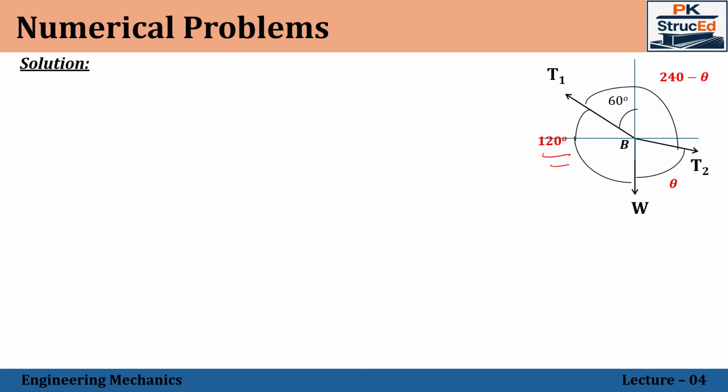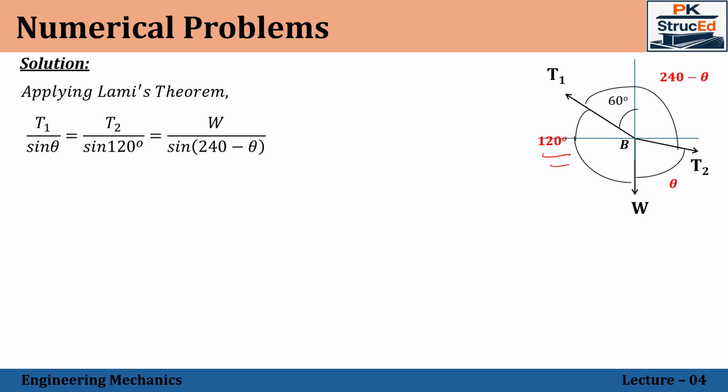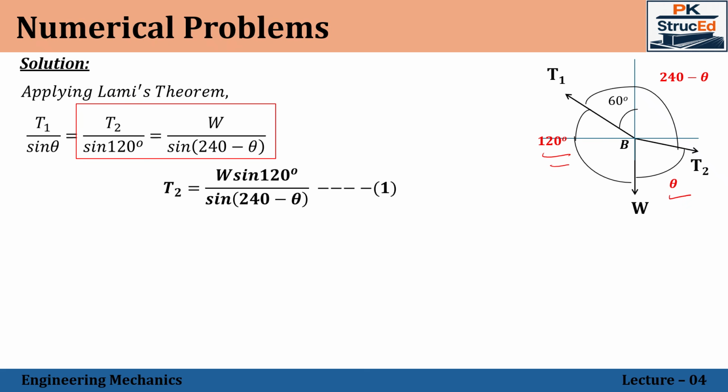Now applying Lami's theorem, I get T1 divided by sine of the angle between T2 and W, which will be equal to T2 divided by sine of the angle between T1 and W, which will be equal to W divided by sine of the angle between T1 and T2. So that's what has been applied here: T1 by sine theta, T2 by sine 120, as well as W divided by sine (240 minus theta). We can connect any two of these three conditions. Let me take T2 and W. If I equate these two, we will get the value of T2 in terms of W.